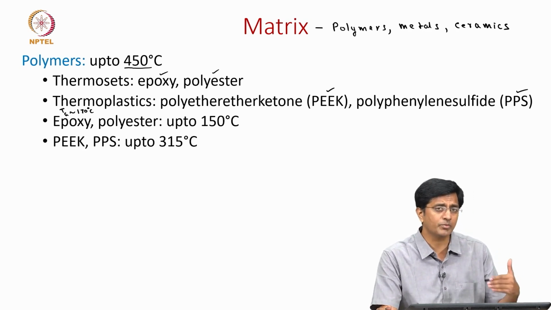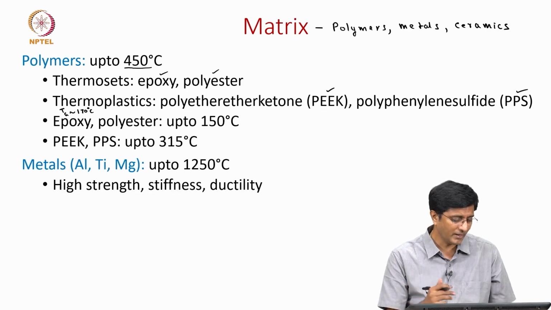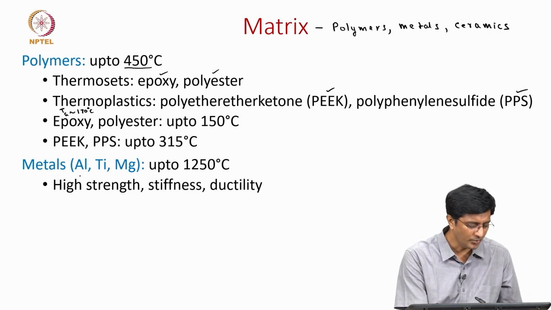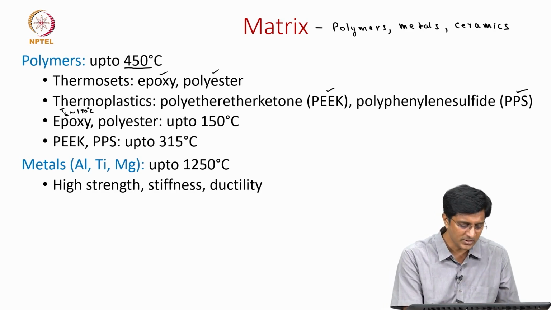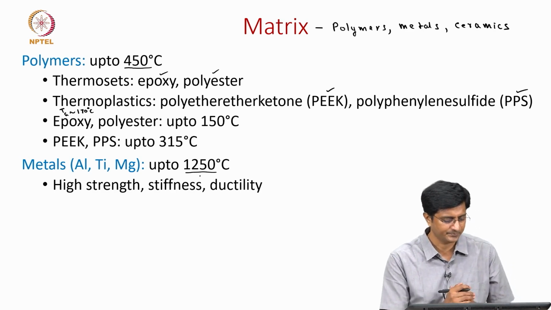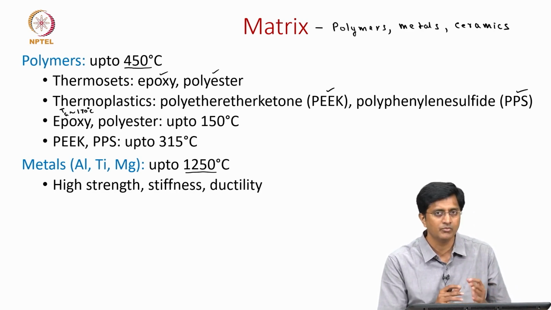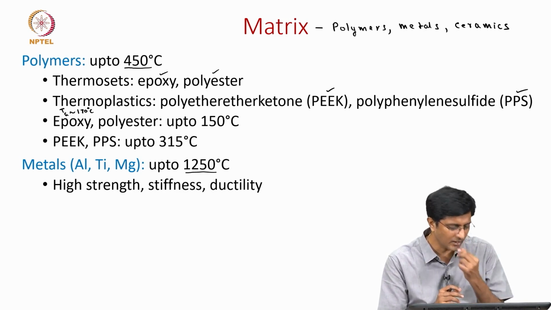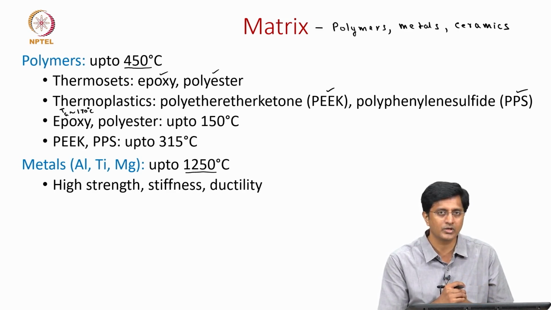But if the operating temperatures are much higher than this, then we prefer to go to metal matrix composites, where these metals can be lightweight metals such as aluminum, titanium and magnesium, where the temperatures now can go as much as 1250 degrees centigrade. The advantage of using metal is definitely they are good in strength and stiffness. We are probably not talking about specific strength and stiffness, but we are mentioning the absolute values of strength and stiffness, and compared to polymers they are more ductile.